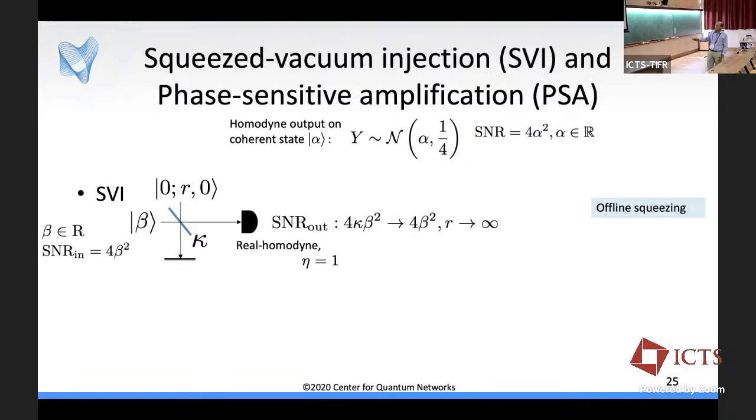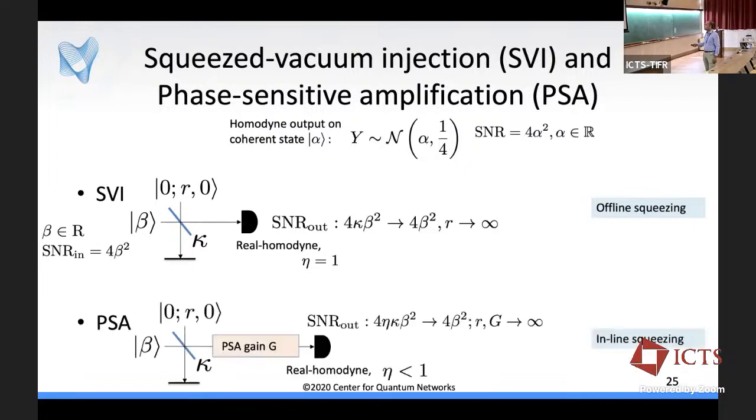But if I had a coherent state beta, and I pass it through some beam splitter kappa with vacuum here, I would get a signal to noise ratio given by 4 times kappa times beta squared, right? Because the mean will be square root of kappa times beta, because the beam splitter will change the amplitude of the coherent state from beta to square root of kappa beta. So this will be the signal to noise ratio. But if I inject squeezed vacuum into this port, with enough squeezing, this SNR goes to 4 beta squared, as if that loss never happened. It's a very, very interesting observation of squeezed vacuum. You're just injecting squeezing into the quadrature that you're homodyning.